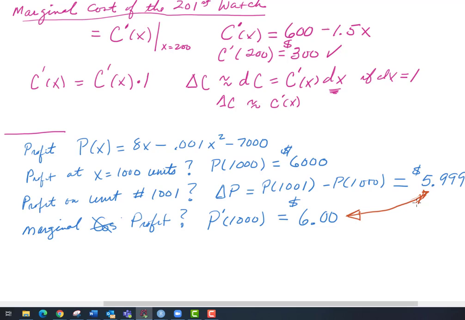All right, so the marginal is a concept that is used a lot in economics and in business, and it's as simple as that.